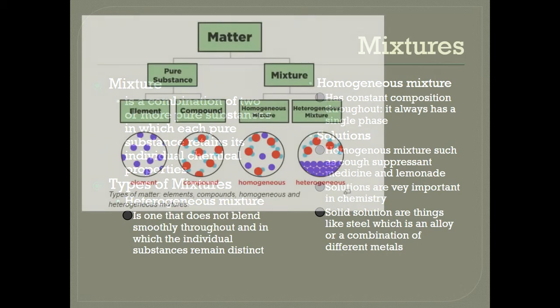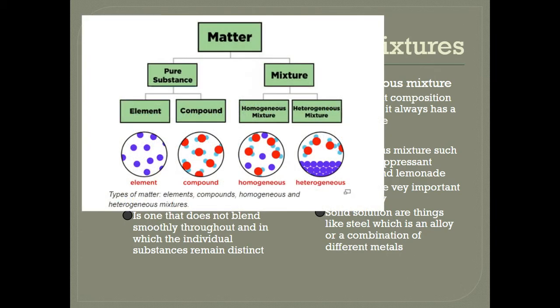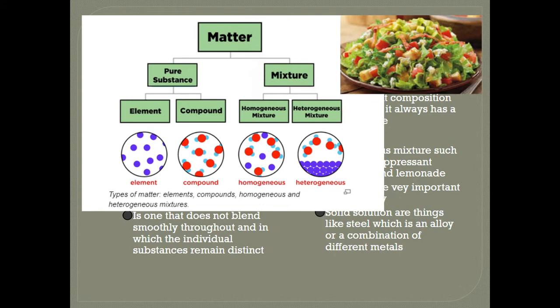So let's look at these a little closer. Again, pure substances, elements and compounds, mixtures, homogeneous or heterogeneous. Let's identify a few of these types of matter. The first one up here in the corner, can you guess what it is? That's right. It's a heterogeneous mixture. This is just a normal tossed salad. It has lettuce and cheese and carrots and tomatoes and croutons, and we can pick out each of the individuals. That's a great example of a heterogeneous mixture.